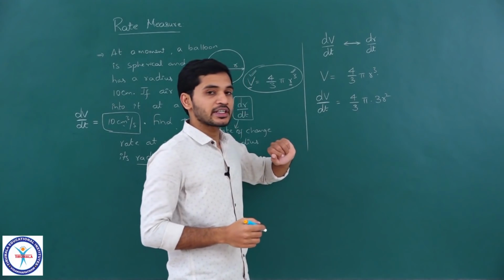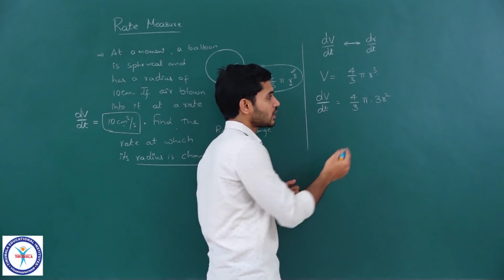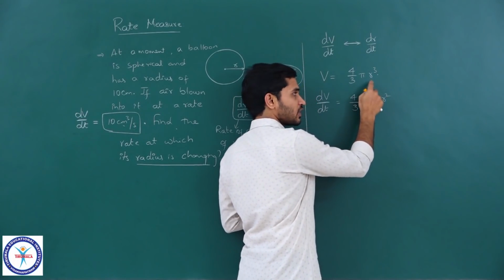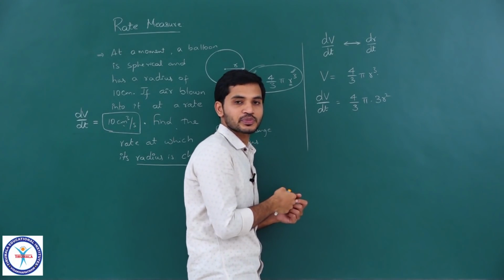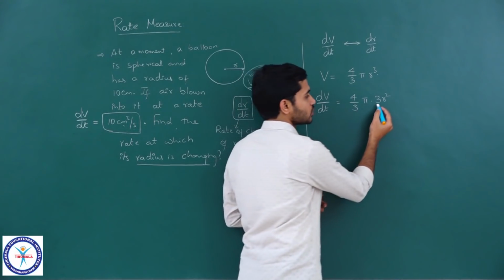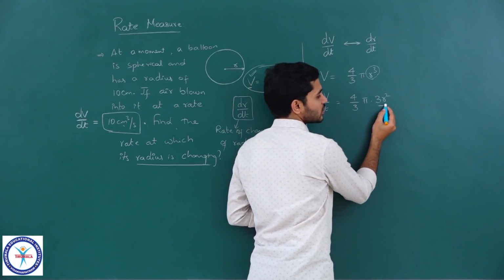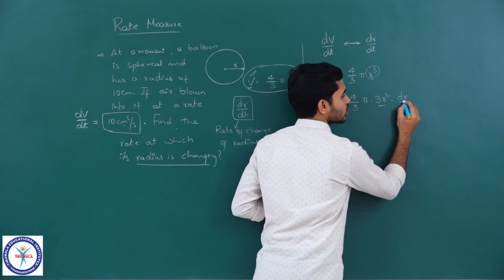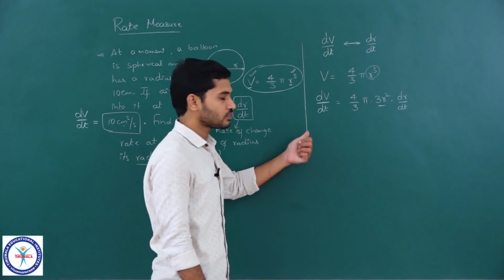But I am differentiating it with respect to time. So how do we do that? We have discussed this already. If I need to differentiate this with respect to time, first differentiate it with respect to r and then differentiate r with respect to time, correct? Which means I will first differentiate this with respect to r, which will give me 3r square, and then I will differentiate r with respect to time. So dr by dt, clear?